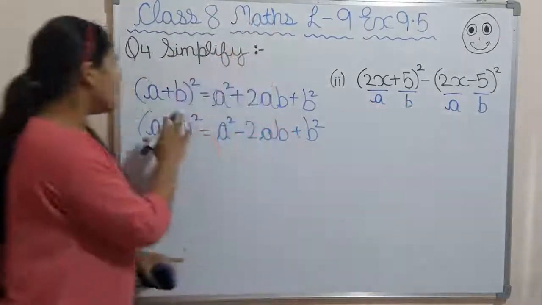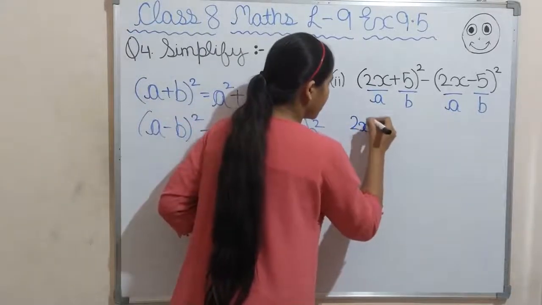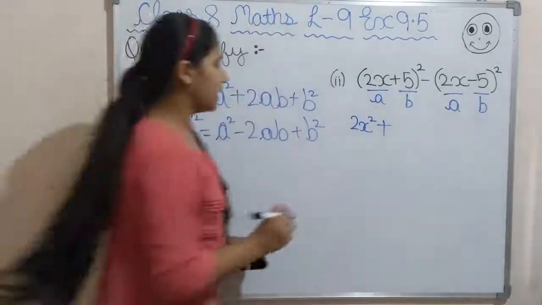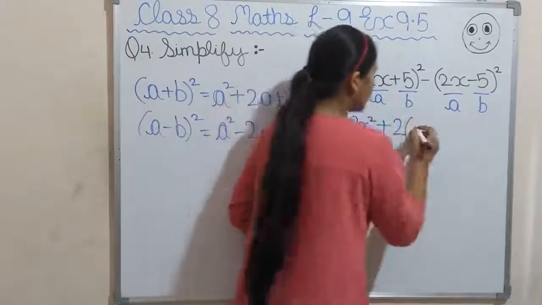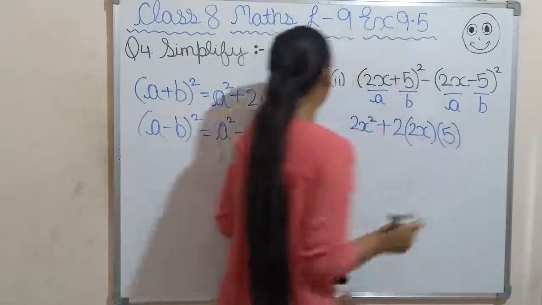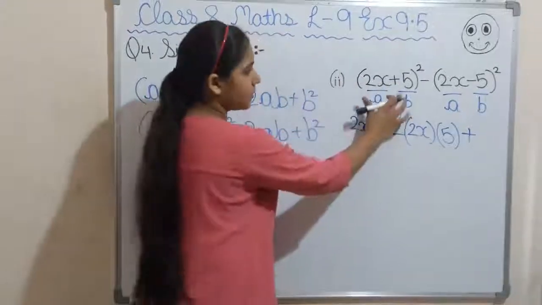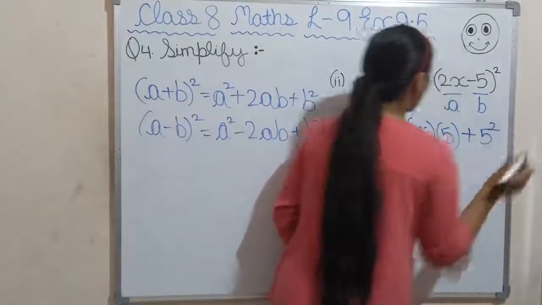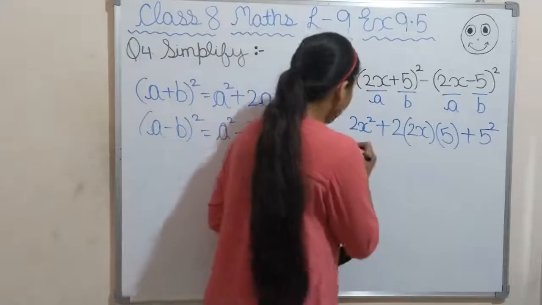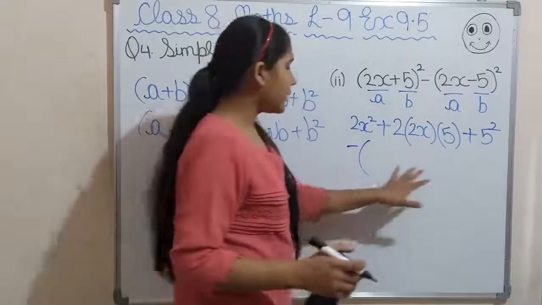So here plus sign is there, which means we are going to use the first identity. First is a square, which is (2x) square, plus as it is 2 into a into b. Here a is 2x, then multiplied by b, which is 5. Then plus as it is, b square, so b is 5, means 5 square. Then with the sign here minus is there, so minus as it is we will write down. Then here if minus is there, we have to put a bracket.